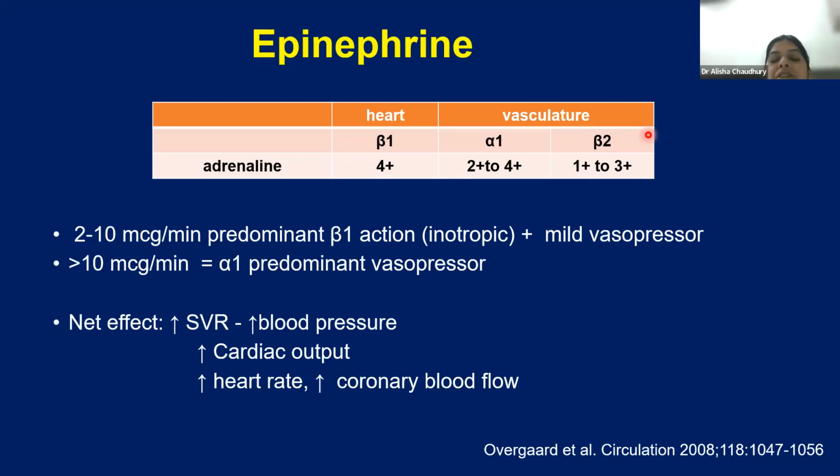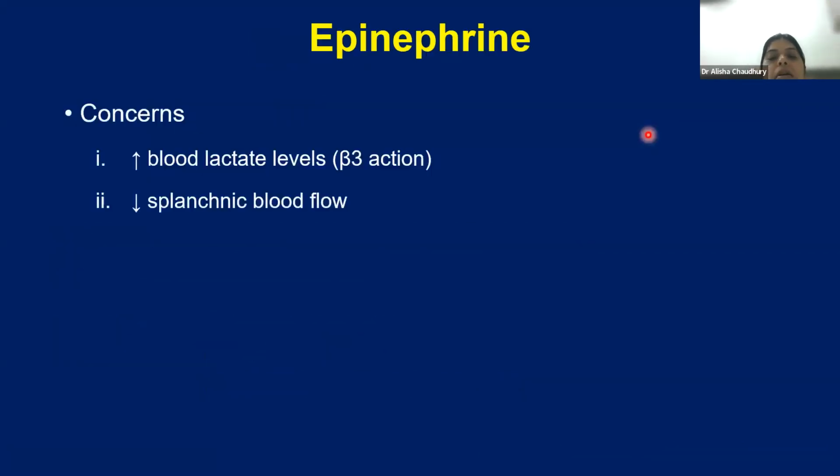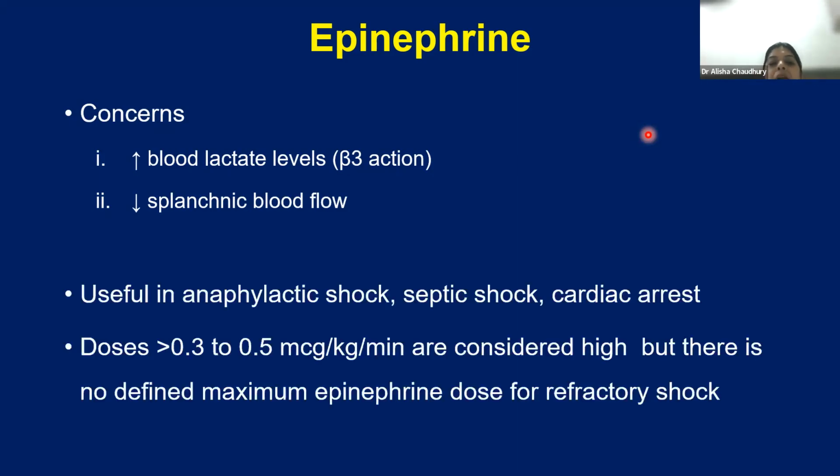Because of beta-1 action, you have a good cardiac output and increase in heart rate. Now, the concern with adrenaline is that there will be increased blood lactate levels. Now comes the role of beta-3 receptors, which I had mentioned, which are present in adipose tissue. When it acts on beta-3 receptors, it increases lipolysis and metabolism, and then leads to increased blood lactate levels. It decreases splanchnic blood flow, same thing because of vasoconstriction, so there is increased risk of ischemia.